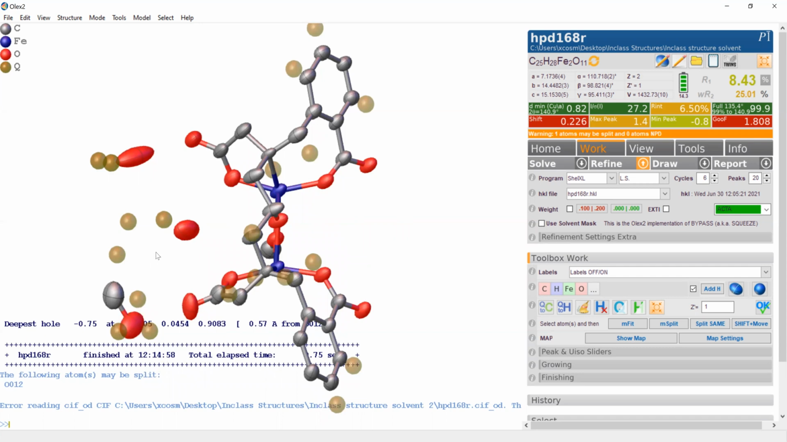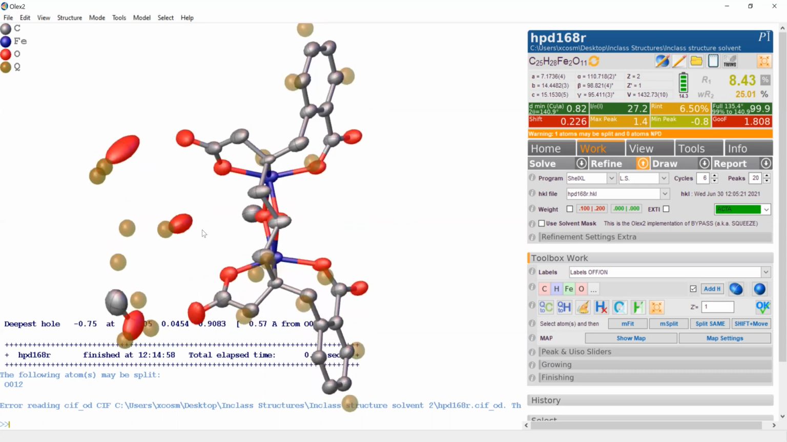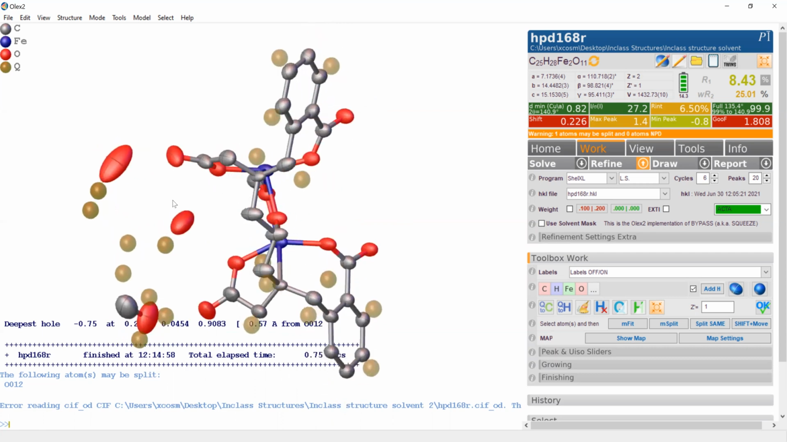And we'll come back to this in a second. If you see triangles on any of the atoms that you change, triangles mean that it's a negative thermal parameter. So either the occupancy is too little or you have the wrong atom type at that position. So triangles are not a good sign.